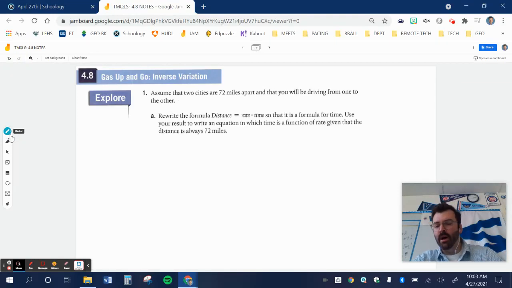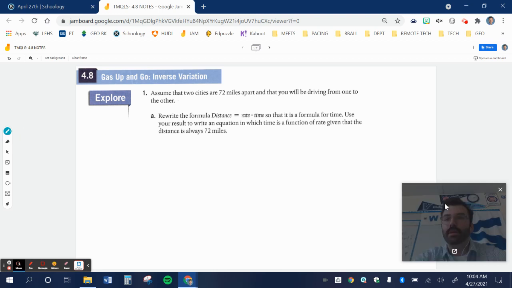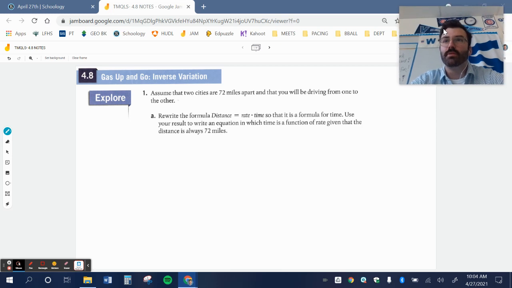All right, here we go. Inverse variation. We talked about direct variation in our last lesson. Direct and inverse variation are very much related. But before we talk about how they are related, let's just start with our Explorer for today.